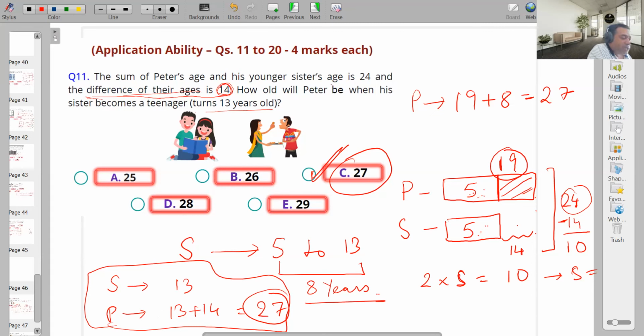So this information about the sum of their current ages does not matter at all in this question. Okay, this information is not very useful right now, because we need not find their current ages. We can just add 13 plus 14 and get 27 as Peter's age. All right.